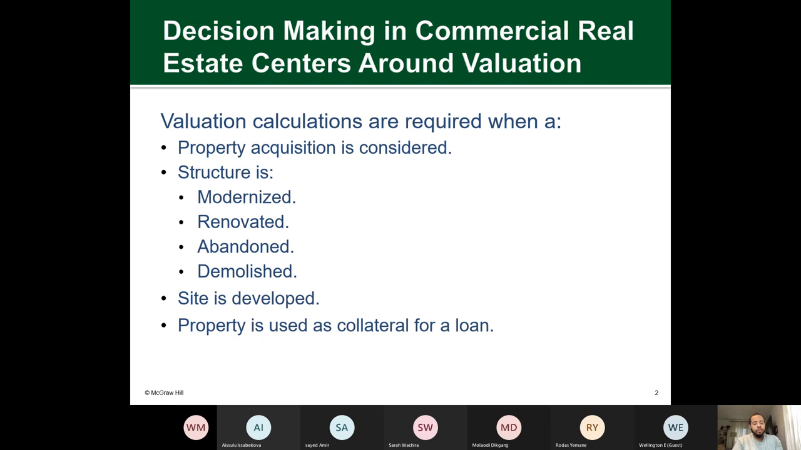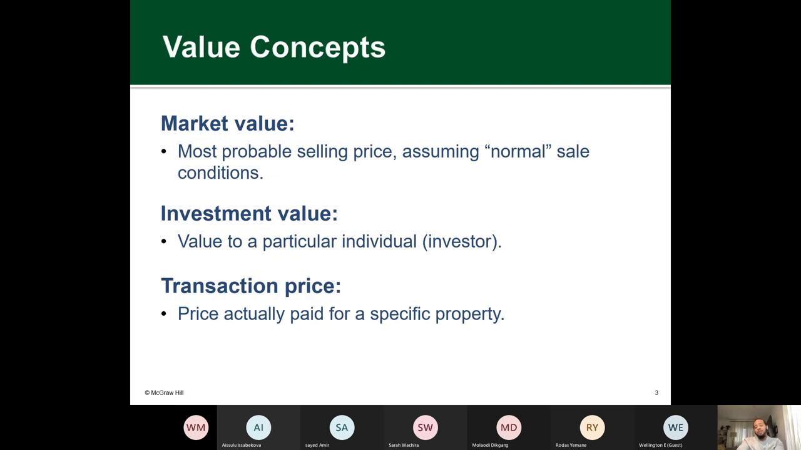So when we look at valuation, we have three actual aspects of it. You have the market value, which is the market telling you how much it costs, which is usually as close to selling price as normal. You have investment value, which is the value given to a particular investor themselves, and the actual price paid for the property, which is the transaction price. Because remember, it includes fees, title changes, changes in ownership, and all of these things. That's what's important.